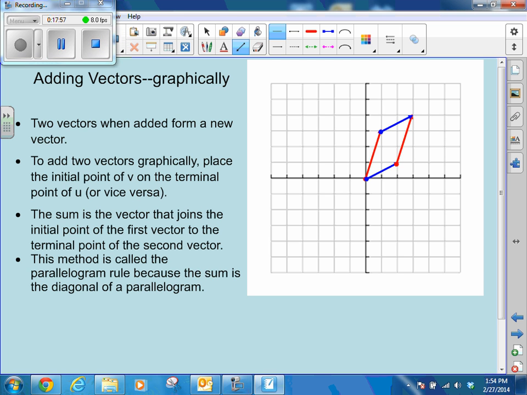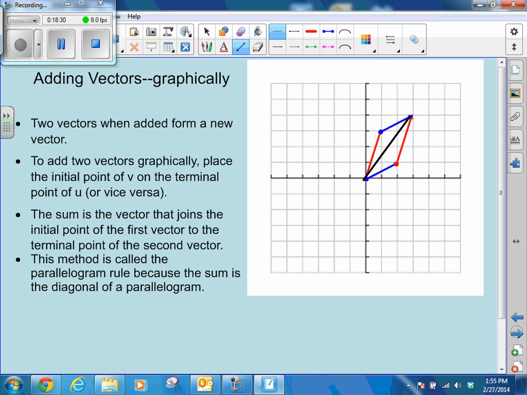Kind of. I think you're visualizing it correctly. Where do I need to start for my new vector? Where did both of these start? At the origin. So I start at the initial point, and where do I end? Where the two meet up, the final terminal point. So what do I draw in, really? Another vector, and it's the diagonal of this parallelogram. So do we know how to add graphically?